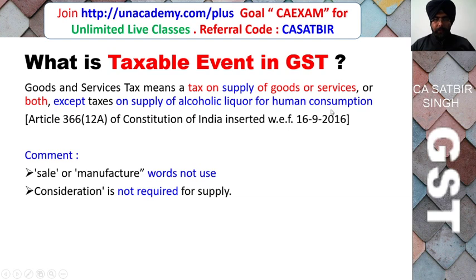Second, in this definition, consideration is not required for the supply, as you can see. But under GST, when we see the definitions, there are certain supplies for which, even though consideration is not paid, it will be treated as supply. We will study this concept in detail.